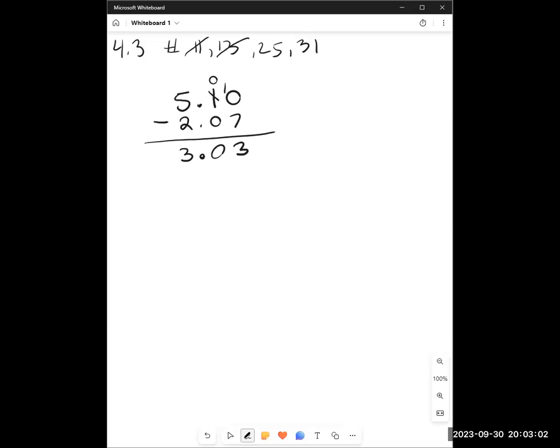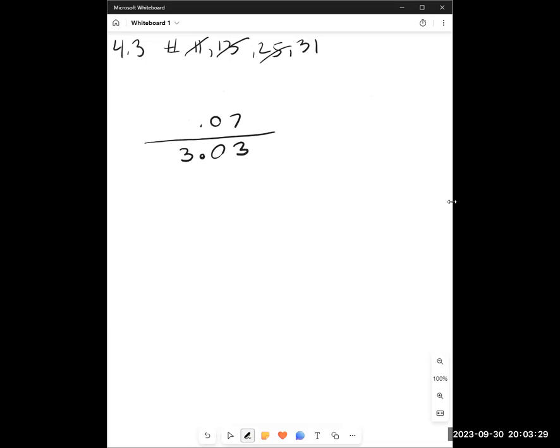And they want me to estimate by rounding each of the given numbers to the nearest whole number and then subtracting. So 5 and 1/10 is approximately 5. 2 and 7 hundredths is approximately 2. I'm going to subtract and we get an answer that should be approximately 3, and it is. So our answer checks.